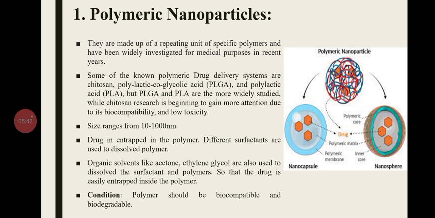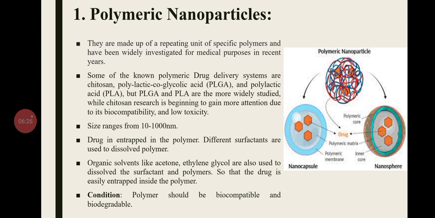So as the name shows, they are made up of repeating units of specific polymers. And some of the polymers that are used in drug delivery are chitosan and polylactic-co-glycolic acid, which is also known as PLGA, and polylactic acid, PLA. PLGA and PLA are the most widely studied, while chitosan research is still in process, but it has also gained attention due to its biocompatibility and low toxicity. Their size range is 10 to 1000 nanometers. The drug is embedded in the polymer and different surfactants or surface acting agents are used to dissolve the polymer. Organic solvents like acetone and ethylene glycol are also used to dissolve the surfactant and polymer so that the drug is easily entrapped inside the polymer.